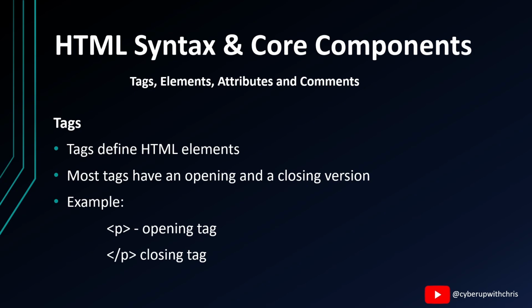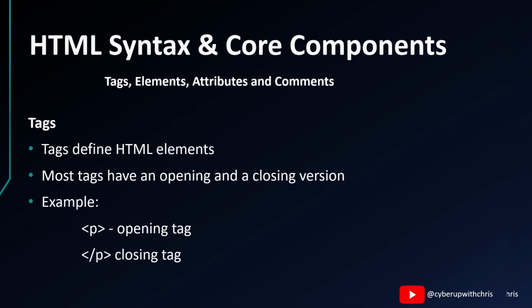Tags are the basic building block of HTML. They define HTML elements and they tell the browser what type of content you're working with. Most tags come in pairs, like the opening and the closing tag. For example, to define a paragraph, we use the P tag. The closing tag begins with a slash, and it is usually written inside the angle brackets, which are the less than and the greater than signs. So that is just what a tag is. It's as simple as that.